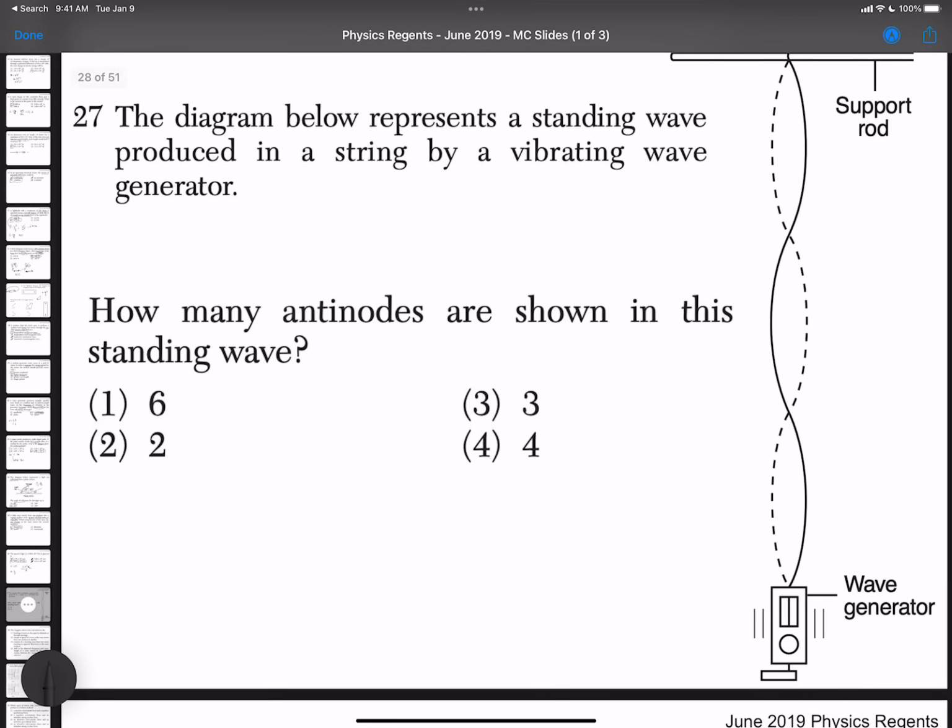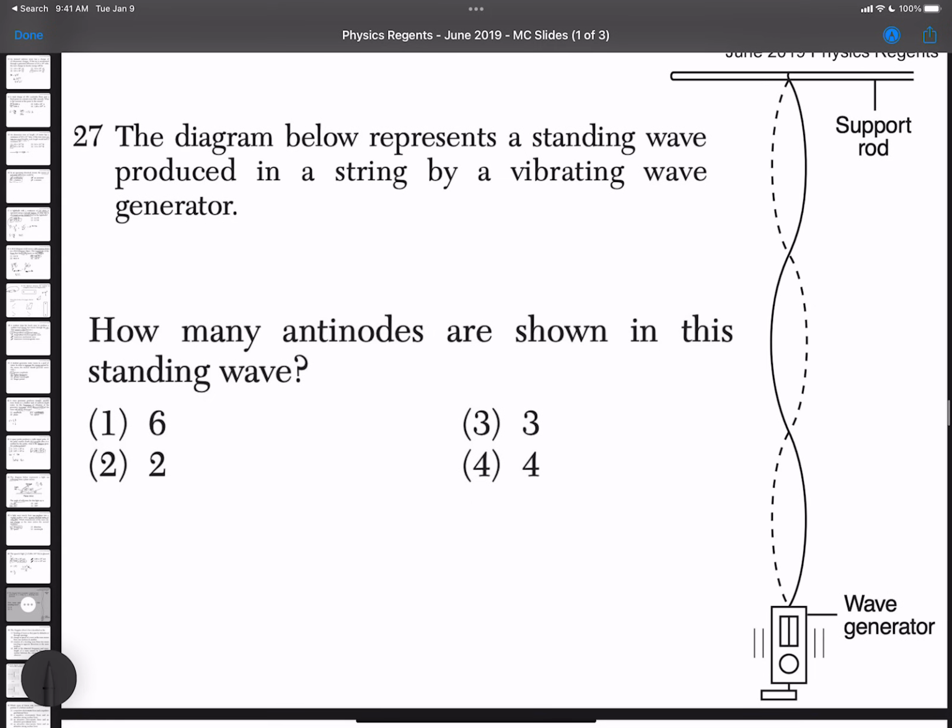All right, question number 27. The diagram below represents a standing wave produced in a string by a vibrating wave generator. The question is, how many antinodes are shown in this standing wave? Well, the way I like to remember this is that the nodes are the points at the very ends of a standing wave on a string. And they are the locations where the wave is always at 0 displacement. The antinodes are the places sort of halfway between them where the wave will undergo a maximum change in displacement.